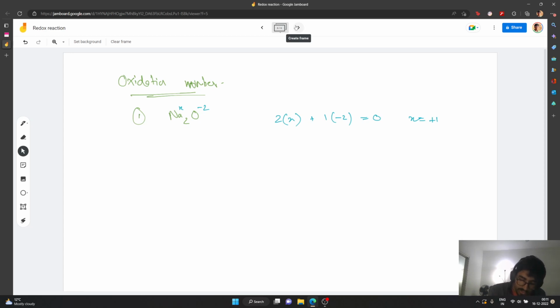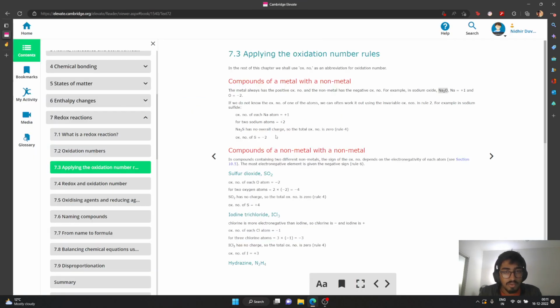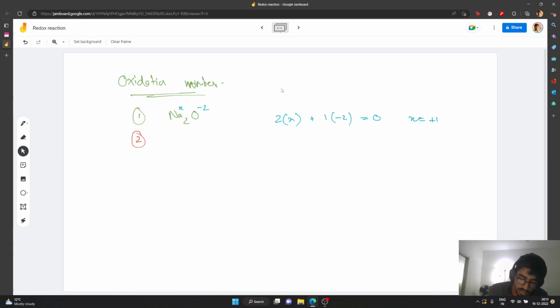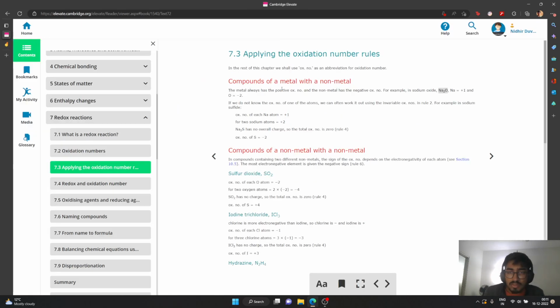Okay, feel free to rewind and recheck the facts, but keep following. So let's keep going. So this is a metal non-metal. Okay, so let's keep going now. A metal non-metal.